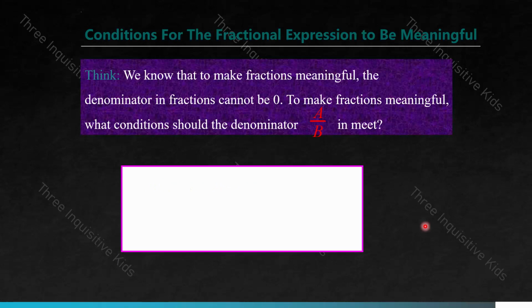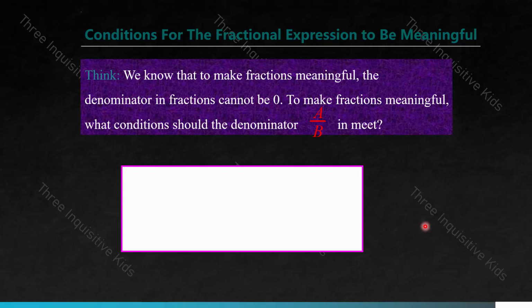Now let's look at the conditions for the fractional expression to be meaningful. We know that to make fractions meaningful, the denominators in the fractions cannot be 0. To make fractions meaningful, what conditions should the denominator a divided by b meet? So, what does it mean to be meaningful? Well, that just means in mathematics that an expression has a value that exists, right? If you have, say, 1 divided by 0, you probably already know that you can't divide anything by 0. In mathematics, that's just not something that exists. So that's what we mean by it not being meaningful.